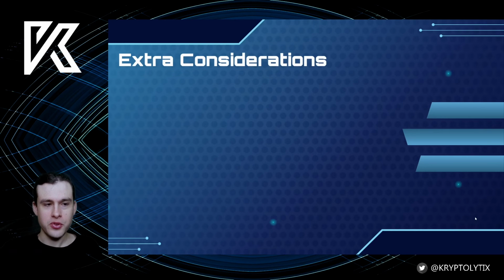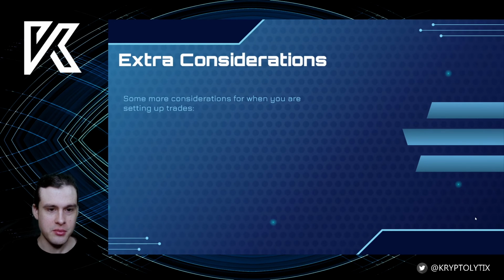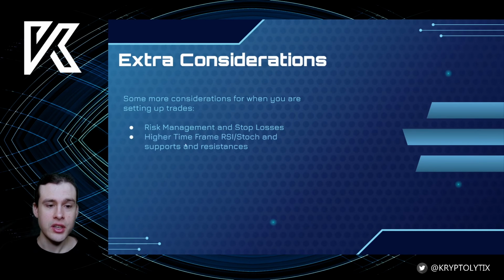And now we come to the conclusion of the video. So we have some extra considerations that you should probably consider when setting up your trades. So risk management and stop losses, covered that in the video for sure. Higher time frame, RSI, stock, support and resistances. So that's your horizontal resistance lines, using those for profit points, and how overbought or oversold you are on a higher time frame, like an hour, for example.